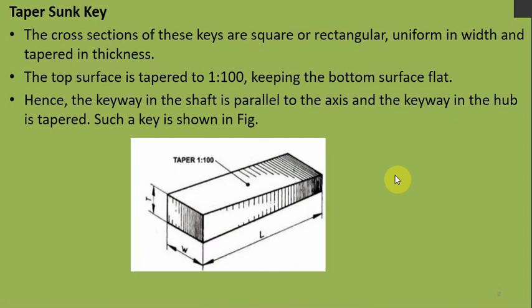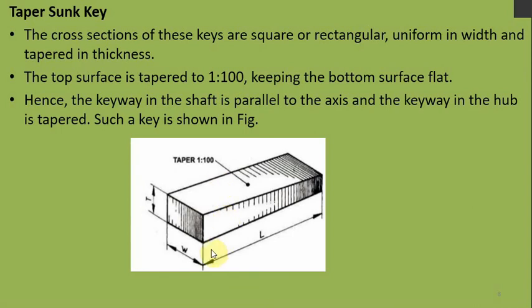Now taper key. The cross section of these keys is square or rectangle, uniform in width, but tapered in thickness. So width will be the same all over the length, but the thickness will be changing from one end to another end. Usually the top surface is tapered in the ratio of 1:100.